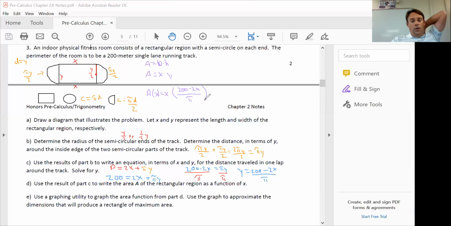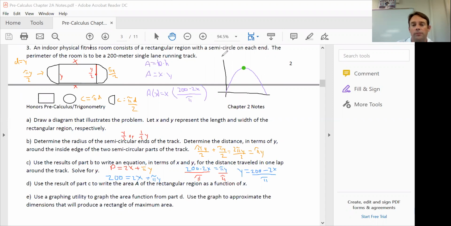It says use a graphing utility to graph the area function from part D. So if you graph this, you would find out this is a parabola. It says use the graph to approximate the dimensions that will produce a rectangular area. And being the astute math students you are, you know that the maximum value of this parabola would be located at the vertex. So what we have to do is figure out the vertex.